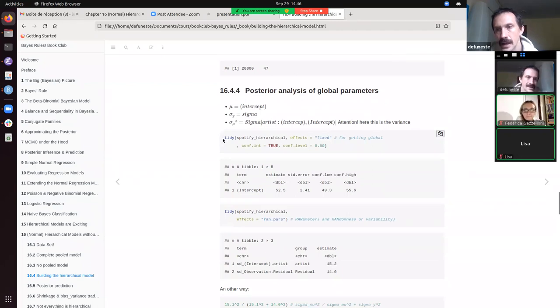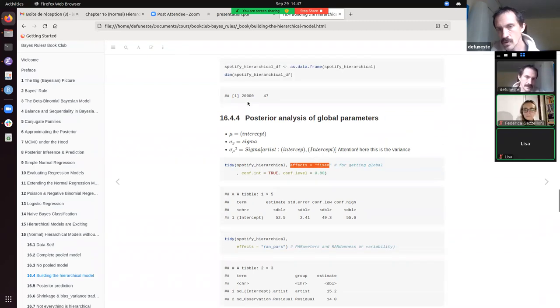Okay, so we can use the broom.mixed package that has a tidy function that will give us a quick summary. It just returns a table. So it gives you the intercepts. See the effect here? This argument effect can take a lot of parameters. As you work with datasets, you can do it by hand or use packaged functions that do basically the same but make your life a bit easier. So fixed is a term made for global parameters. Then it will return your global parameters.